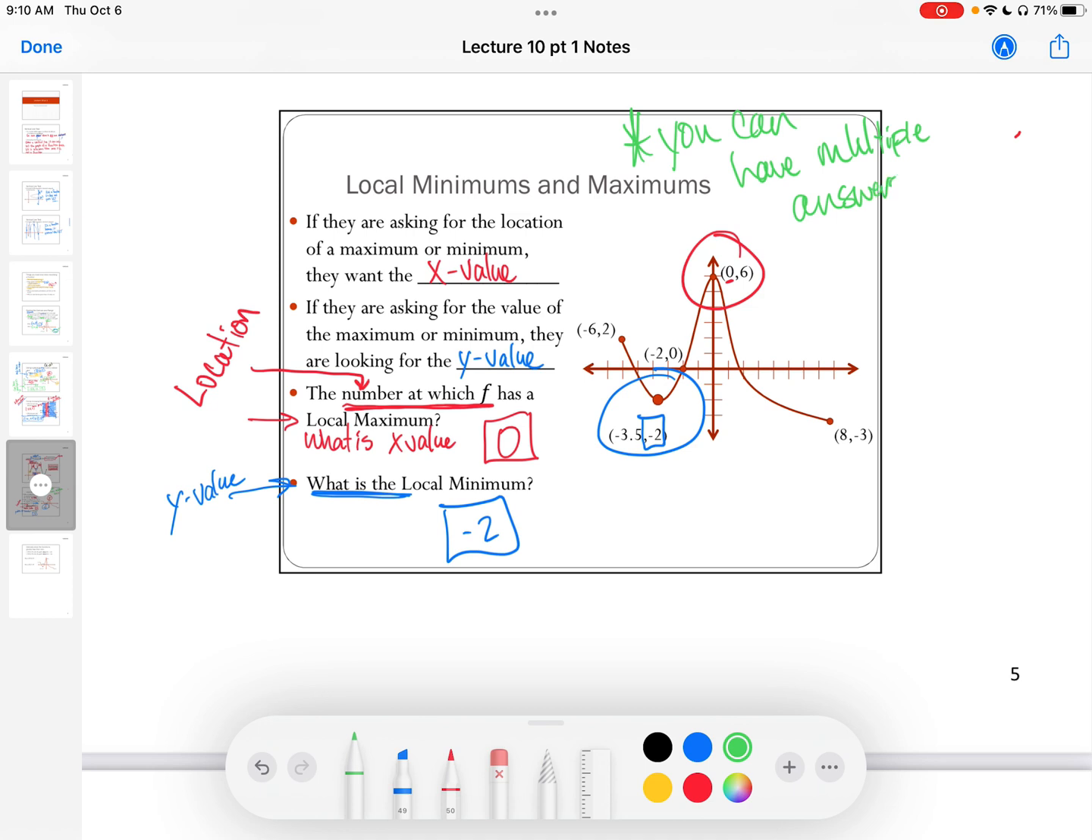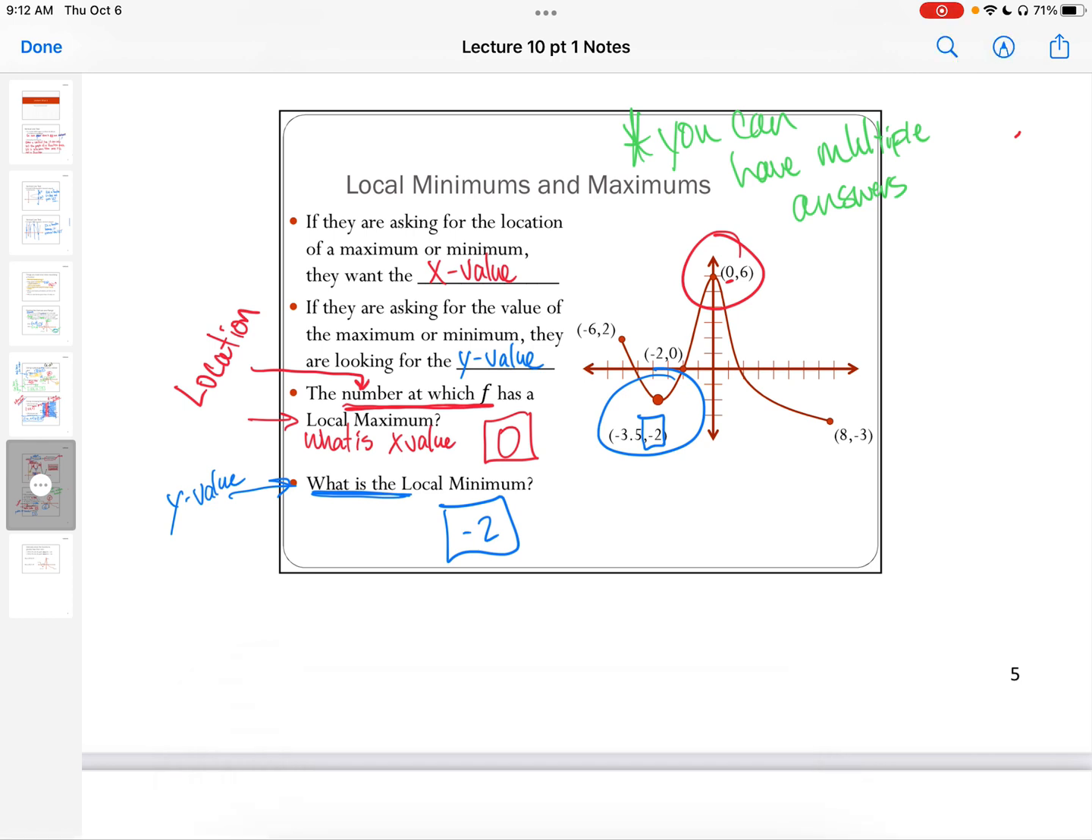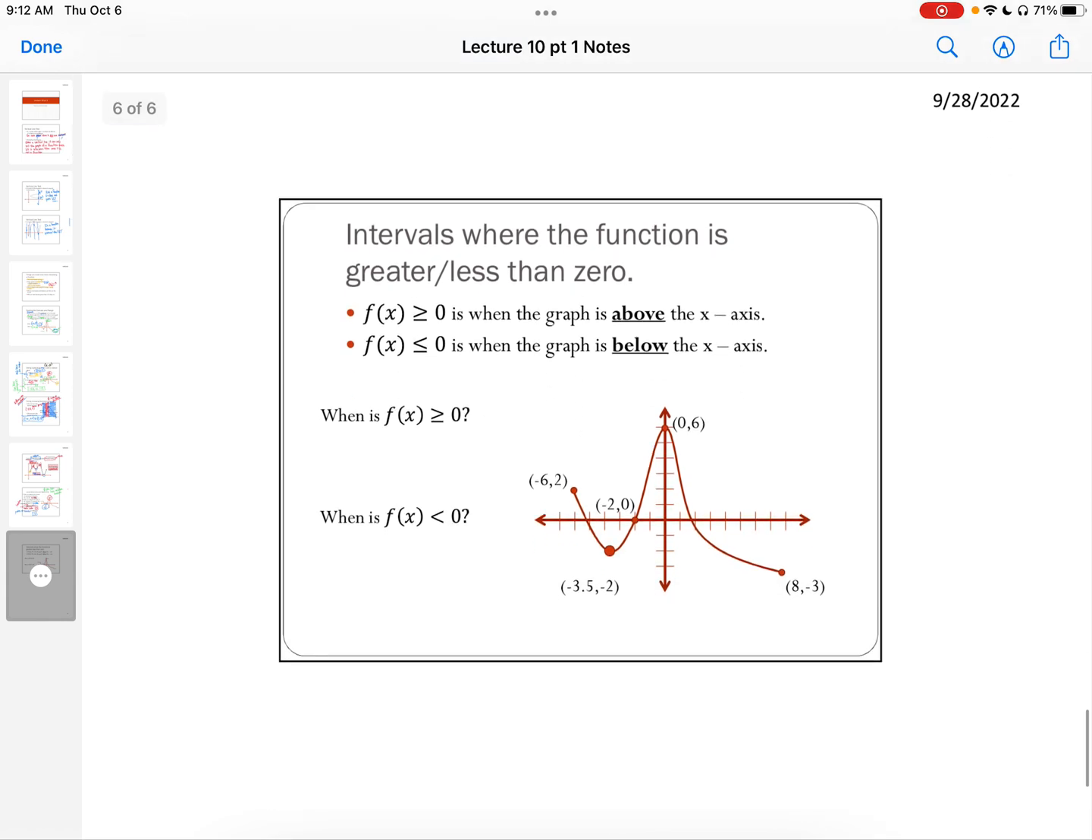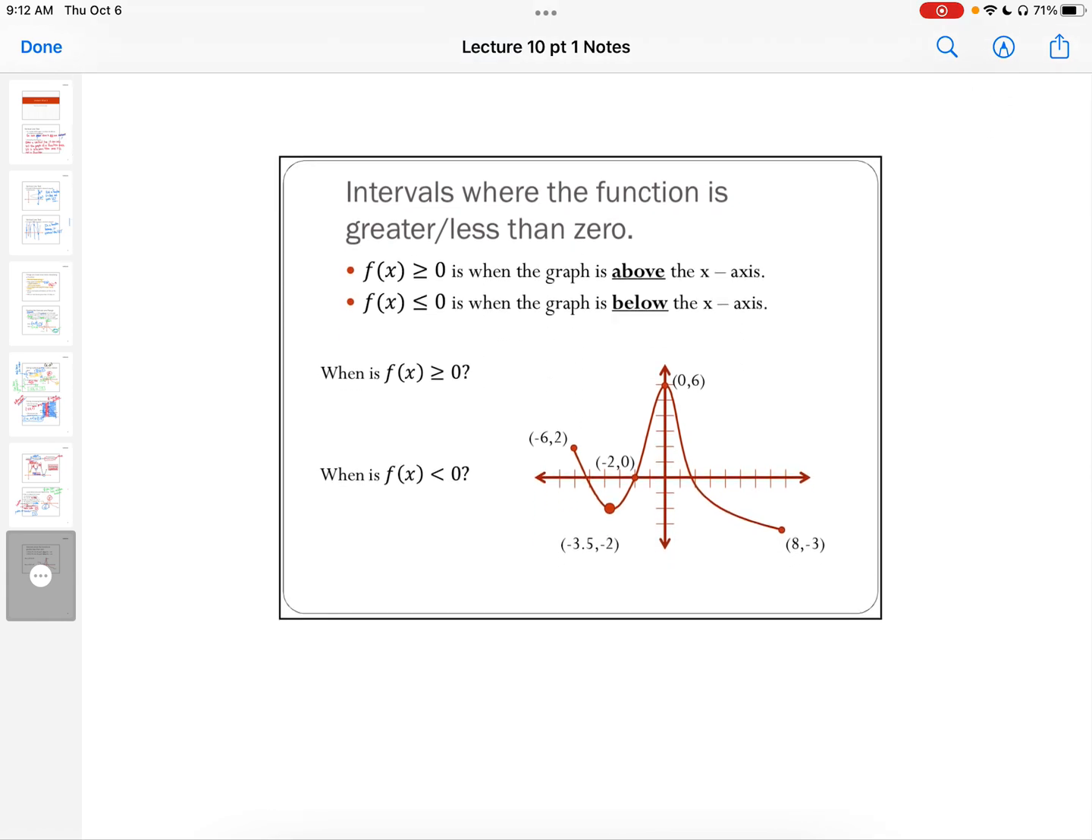Because like you guys saw in that previous one, there can be more than one local maximum. There can be more than one local minimum. So it is possible to have multiples of these. Okay, and then the last thing that we're going to talk about is when your functions are greater than 0 or less than 0.